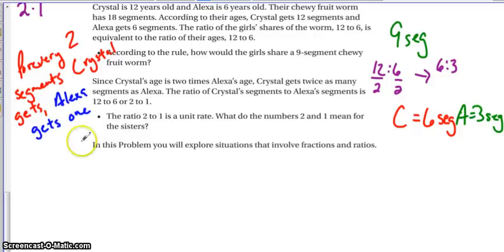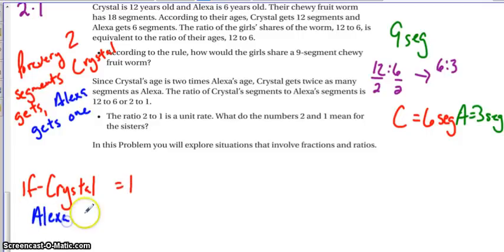Okay, so if Crystal equals 1, and up here Alexa equals 1. Now we're going to talk about if Crystal equals 1. If Crystal gets 1, Alexa is half her age, okay? So Alexa equals a half.